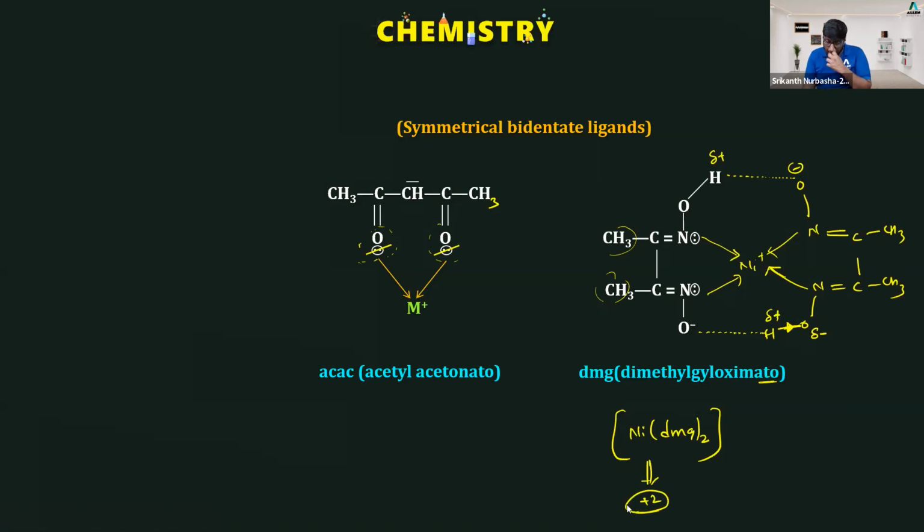Understood now, students? That means the oxime has two OH groups, but one of the OH groups has lost its hydrogen, and we have nitrogen connected to O minus 1. These are all the symmetrical bidentate ligands. Note down, all of you. Very important, these complexes.